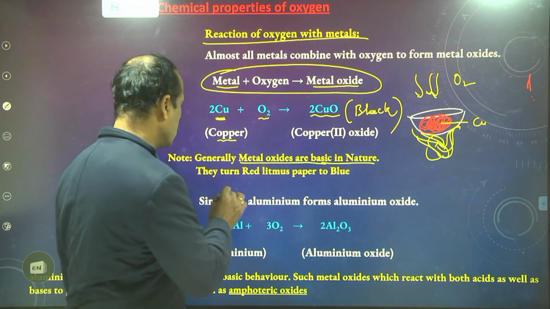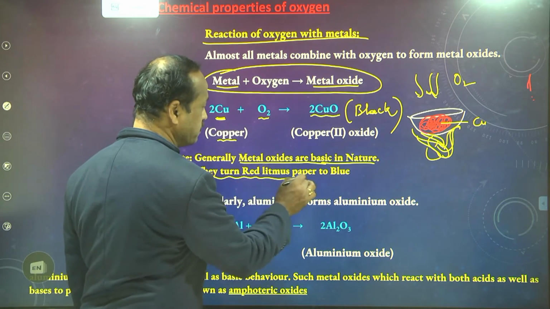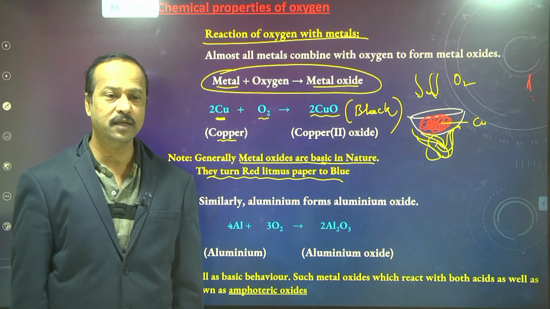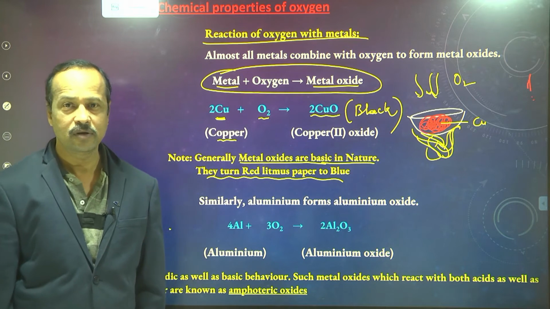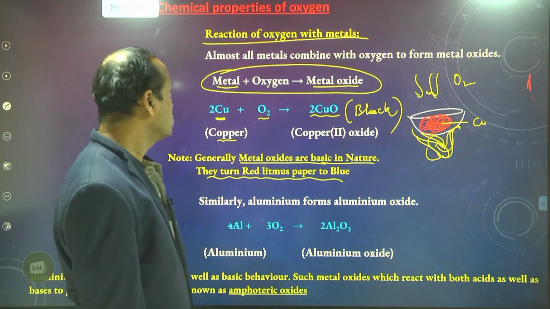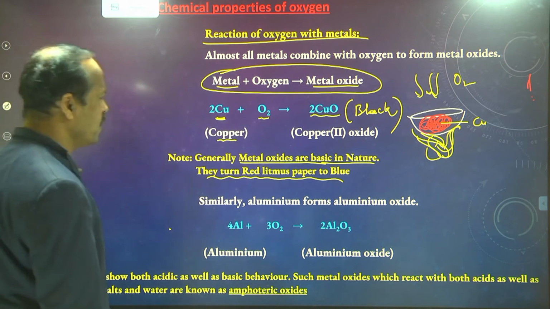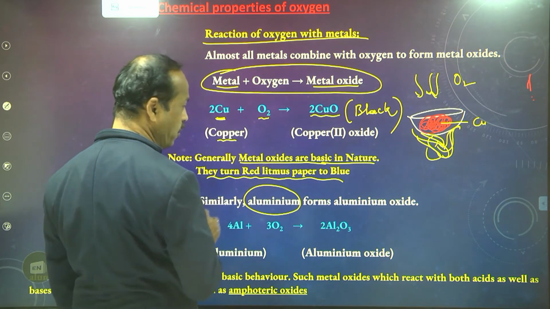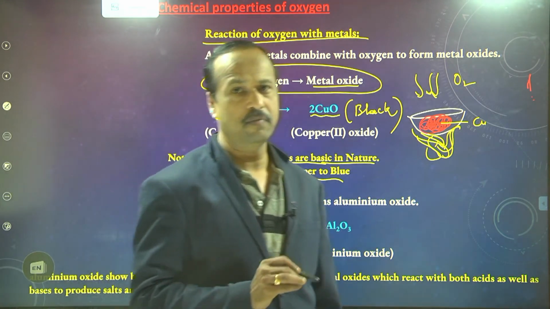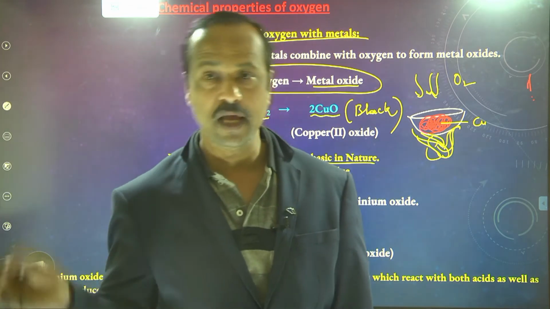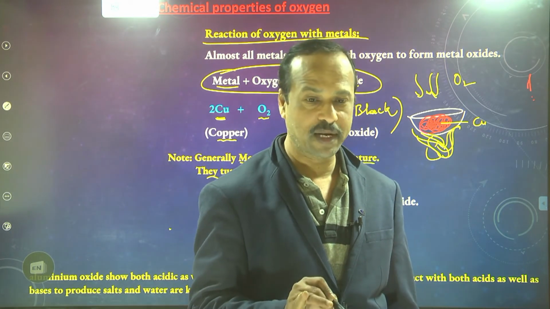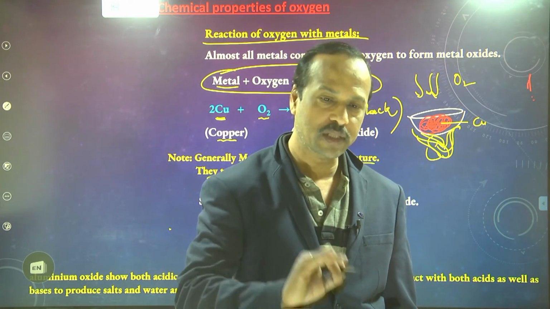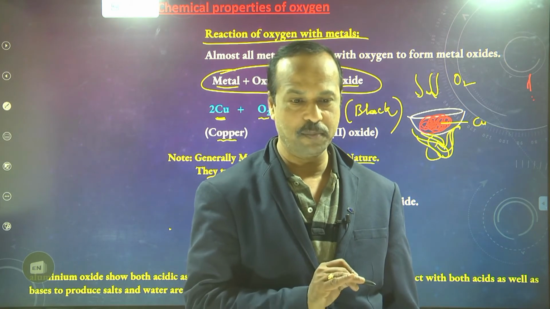Right. So in a base, which litmus turns to which litmus? Red litmus to blue litmus. Generally metal oxides are basic in nature, but there are a few metals like aluminium and zinc. When they are heated in the presence of oxygen, they also form oxides, also called metal oxides. But these metal oxides are not purely basic in nature. They have both basic as well as acidic properties.